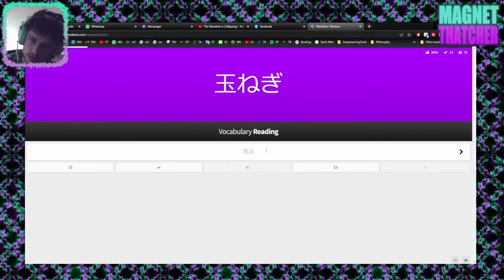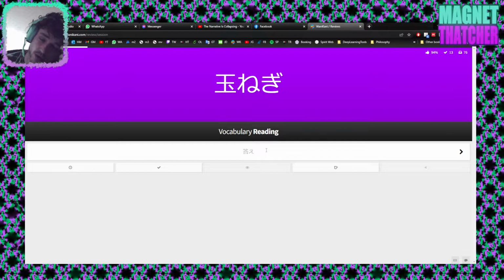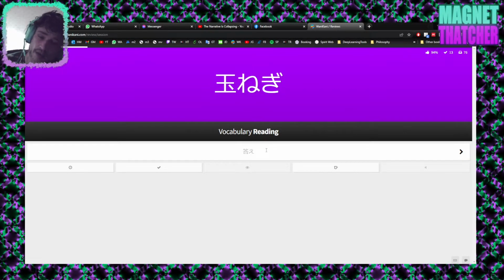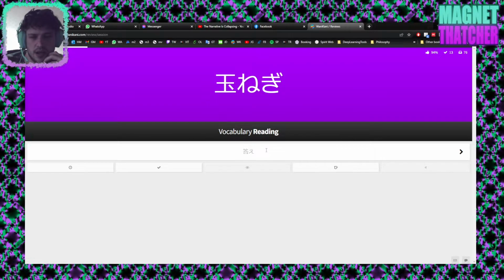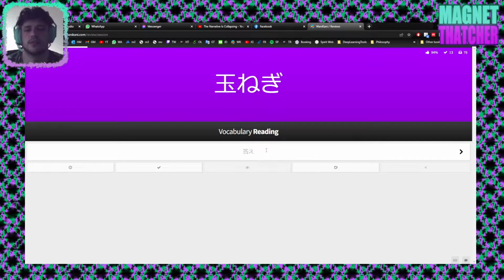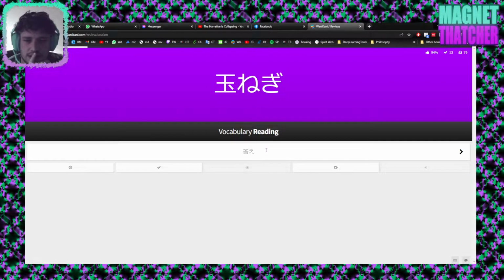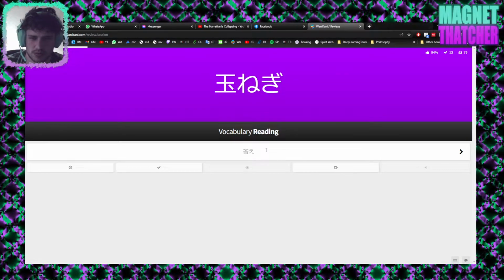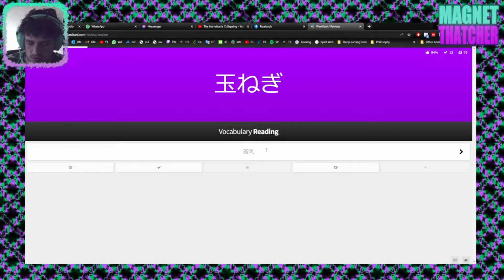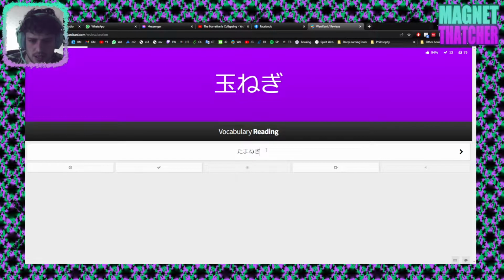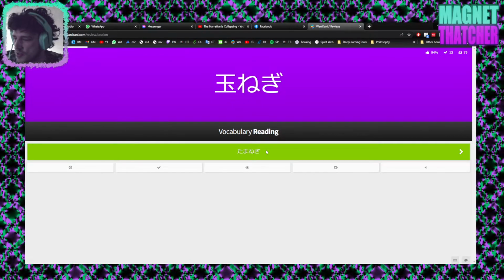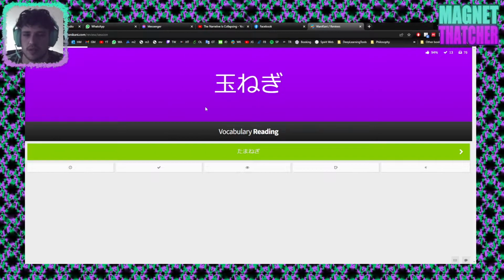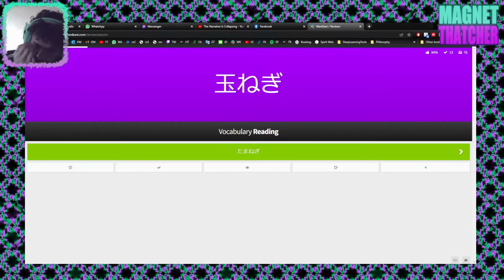Okay, so this first one is negi. This is onion. Something negi. Tama, that's ball. Is that ball? Tama negi. Yeah. So this means literally a round onion, ball onion. So negi is onion, and this kanji means ball.